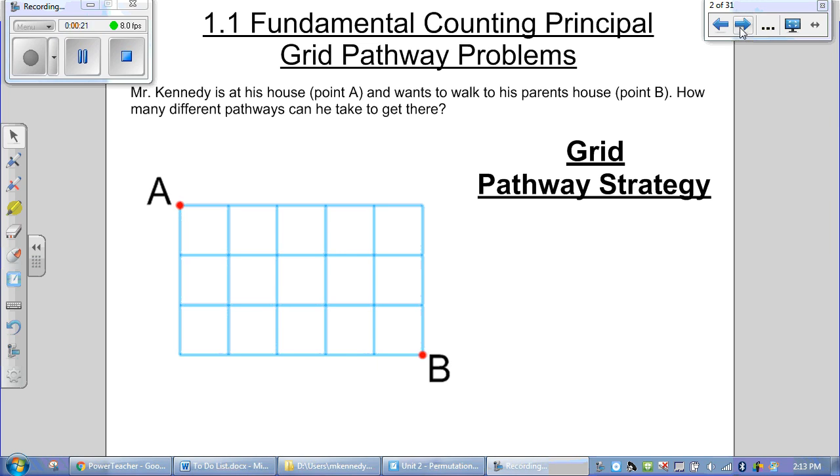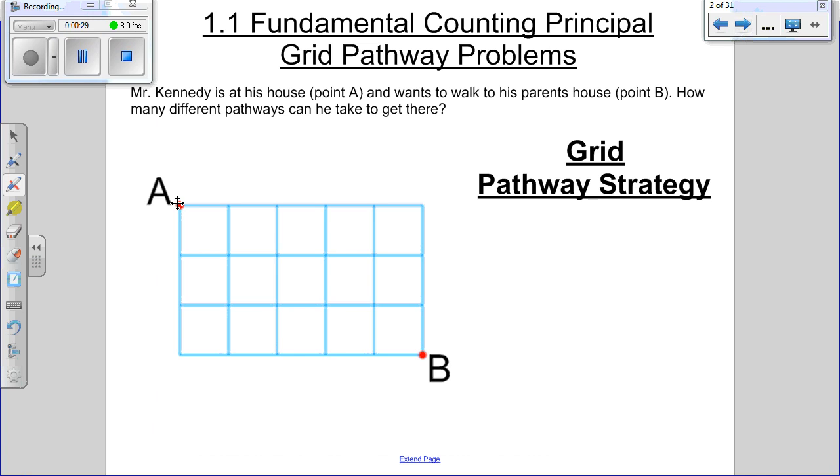This is pathways. If you read the question, it says, Mr. Kennedy is at his house, which is point A here, and wants to walk to his parents' house, which is point B. How many different pathways can he take to get there? So how many different routes could I take?